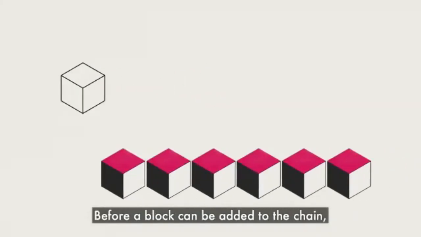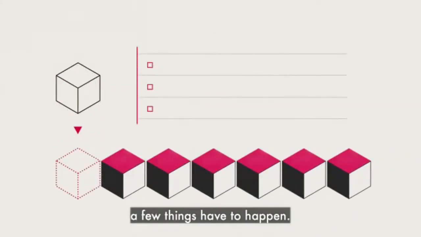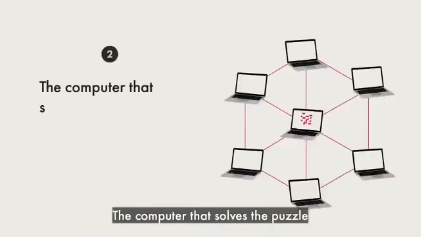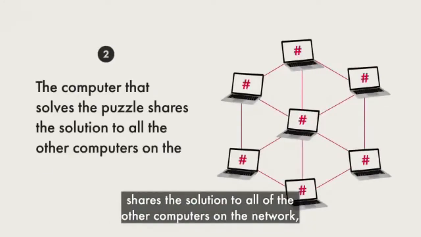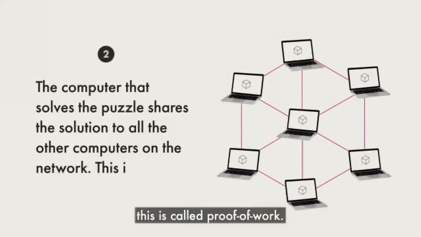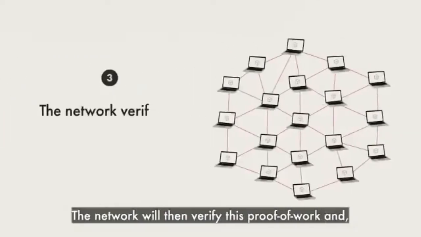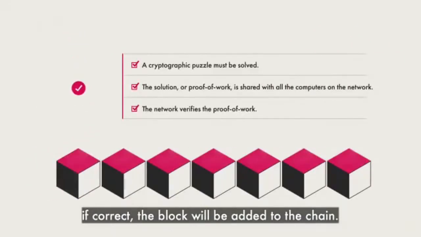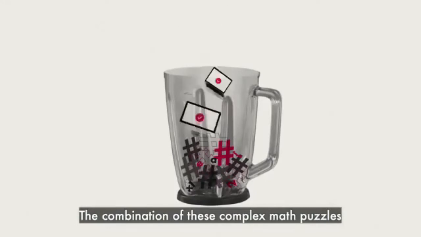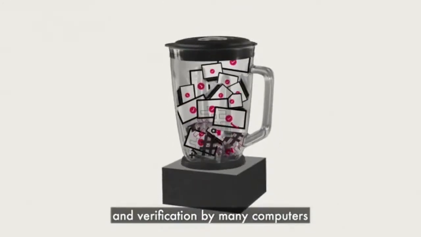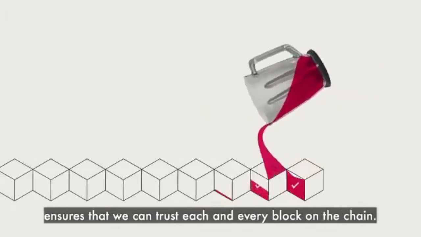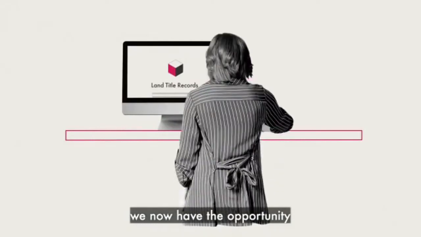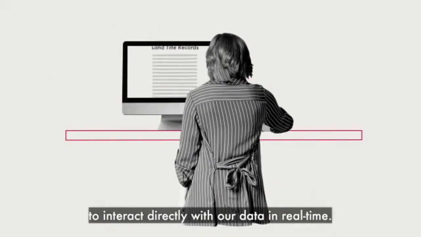Before a block can be added to the chain, a few things have to happen. First, a cryptographic puzzle must be solved, thus creating the block. The computer that solves the puzzle shares the solution to all of the other computers on the network. This is called proof of work. The network will then verify this proof of work, and if correct, the block will be added to the chain. The combination of these complex math puzzles and verification by many computers ensures that we can trust each and every block on the chain. Because the network does the trust building for us, we now have the opportunity to interact directly with our data in real time.